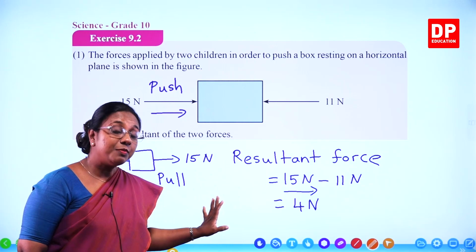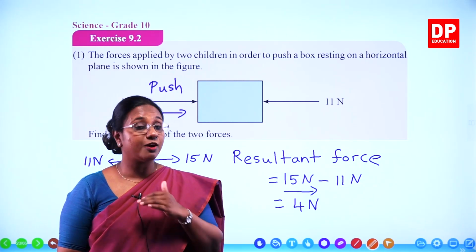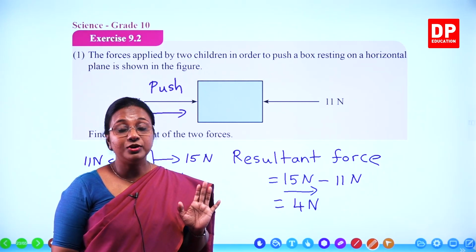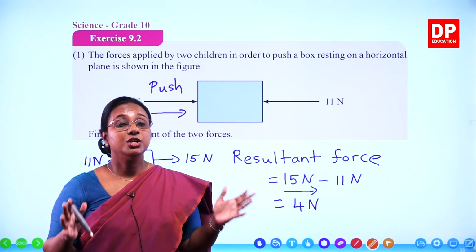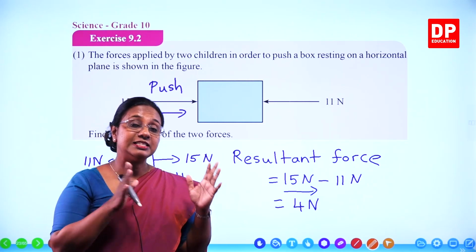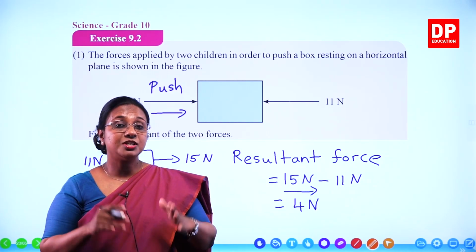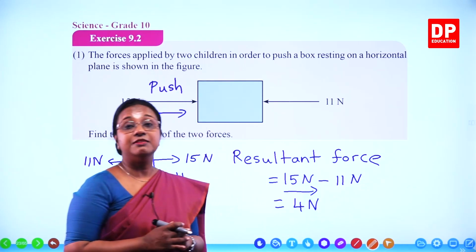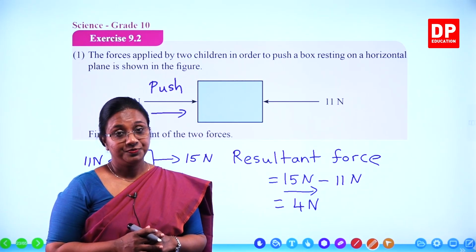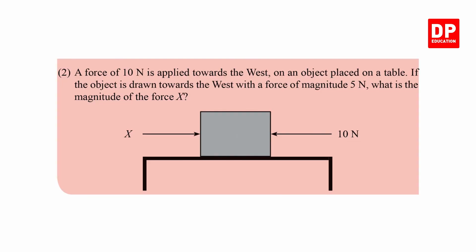So what is the important thing here? You have to see whether they are in the same line of action. So whether they are collinear forces or not. And when they are collinear forces, you have to observe whether it's in the same direction or the opposite direction. Same direction, it gets added up. Opposite direction, you calculate the difference like this. So with that, students, I will move on to the next slide.